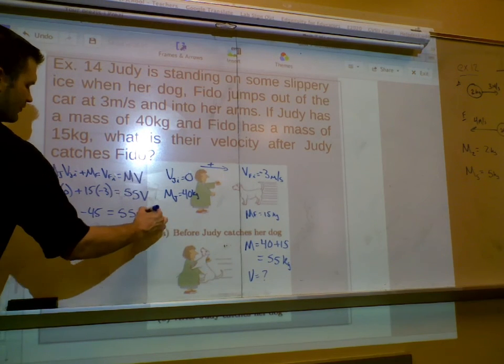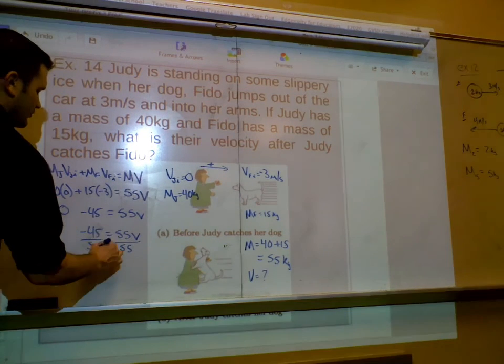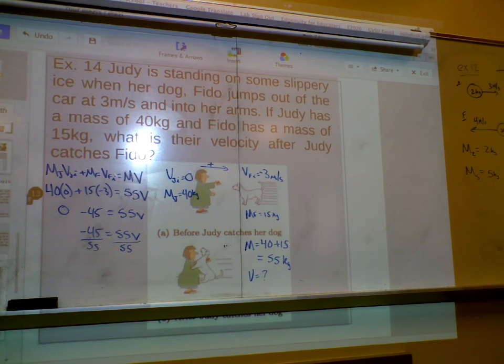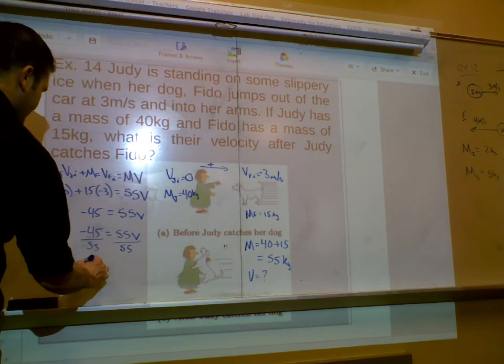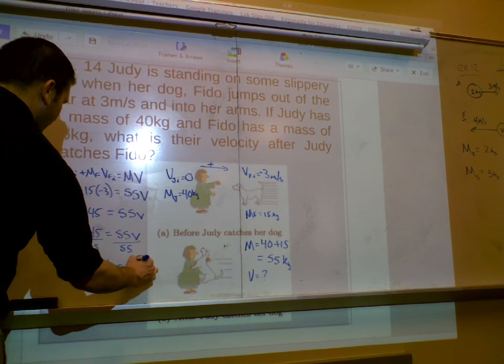What do we do now? Divide by 55. So negative 45 divided by 55, what does that equal? Negative 0.82 meters per second equals V.